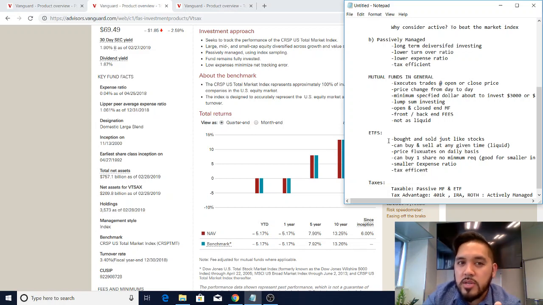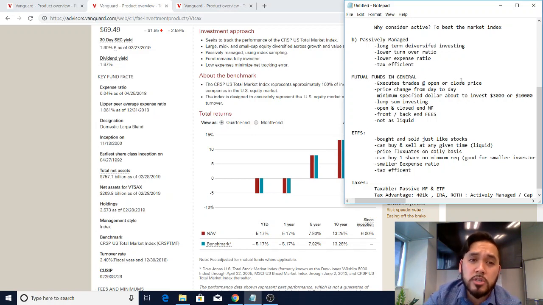So with this one, you can't buy at a particular price as with an ETF. The price changes from day to day with mutual funds. And with mutual funds, there's a minimum specified dollar amount, whether it be $3,000 or $10,000. I know with the Admiral shares with Vanguard, it used to be $10,000, but they lowered it to $3,000 minimum, which is really, really good to bring in newer investors and more money into their mutual funds.